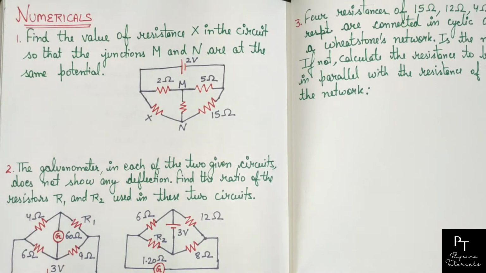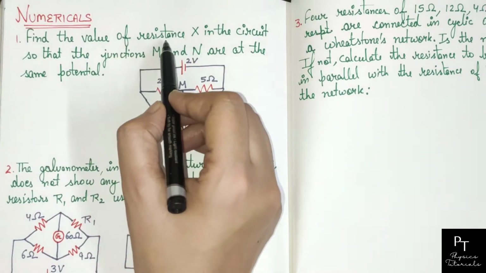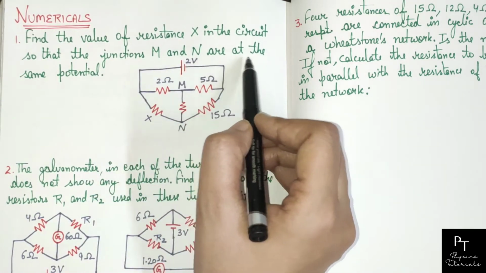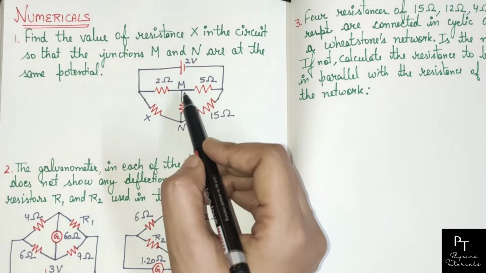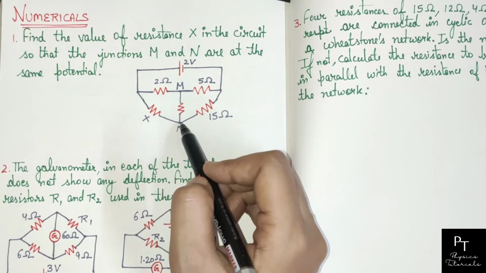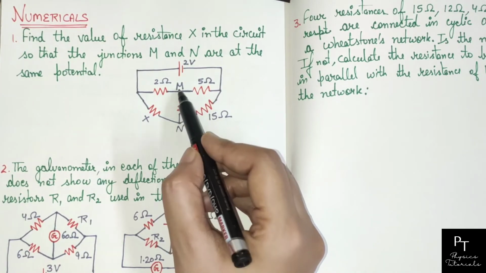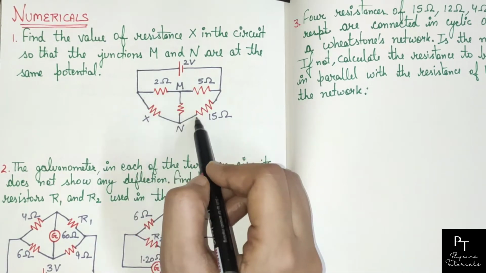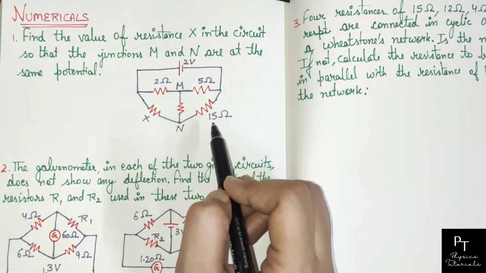Let's start with our first problem. Find the value of resistance X in the circuit so that the junctions M and N are at the same potential. Here M and N both are junctions and दोनों का potential same है. Hence इस middle arm में, that is MN arm में कोई current flow नहीं करेगा. So this circuit represents balanced Wheatstone bridge.